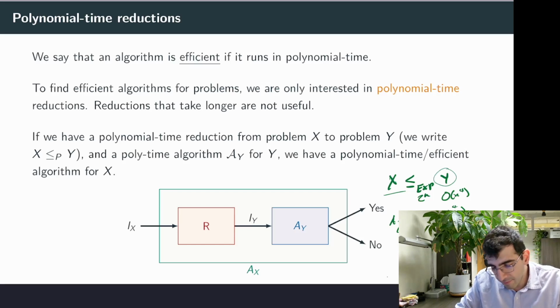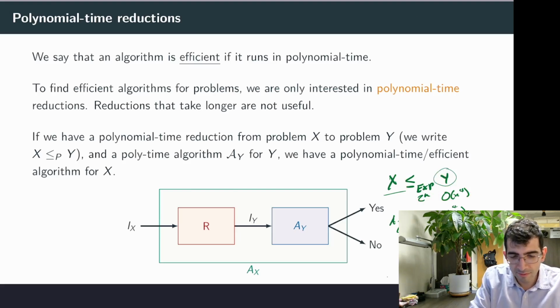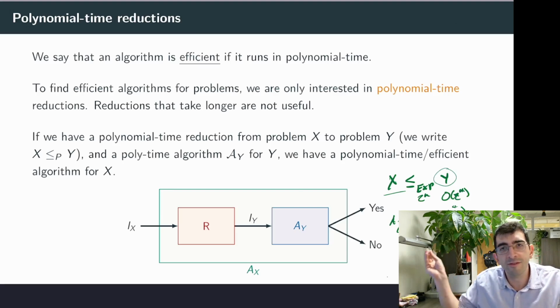But this reduction doesn't show that x is in polynomial time. It shows that x is in exponential time, assuming y is in polynomial time. Now, if y was exponential, let's say y is now in 2 to the n, then things get really complicated because now x is 2 to the 2 to the n, which is super exponential.